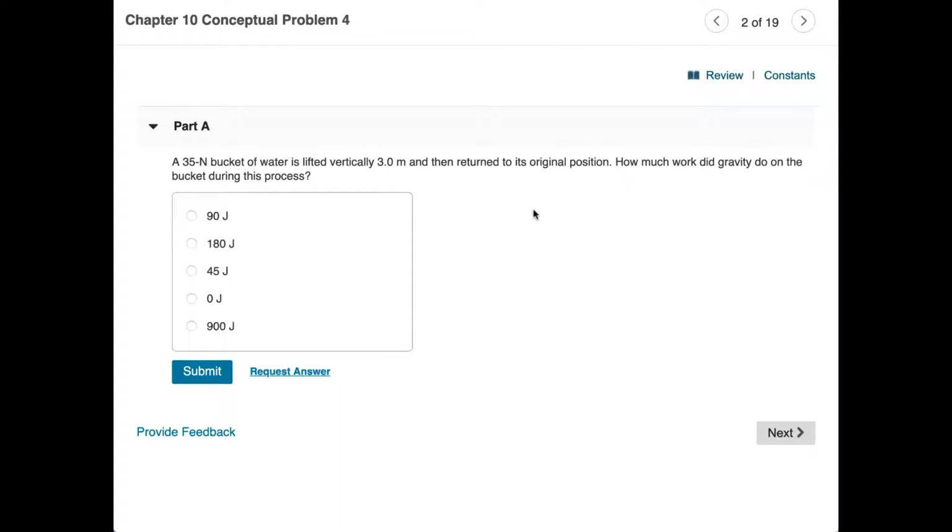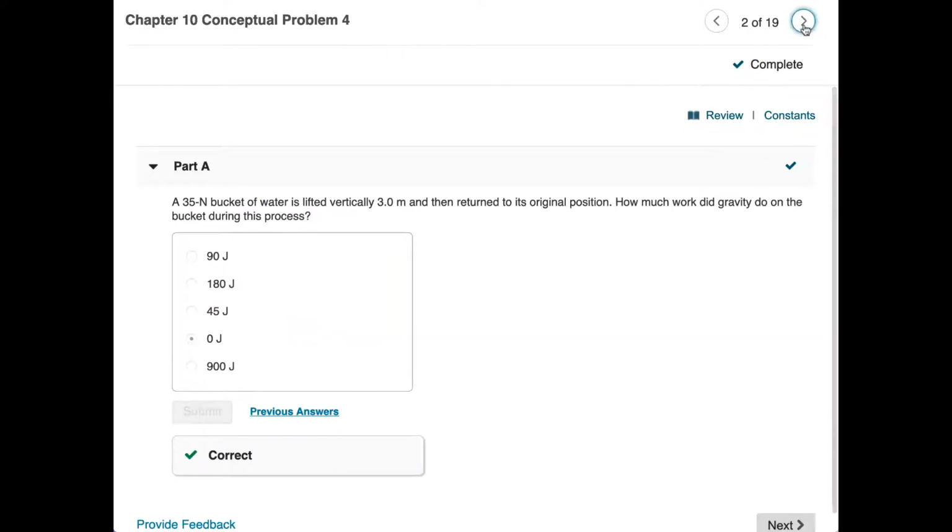When I lower the bucket down again, the work done by gravity is mgh. I can ignore everything that happens in between. The work done by gravity is going to be mg multiplied by the change in height of the object. And this object does not change height. It has the same gravitational potential energy when it starts as when it finishes. Therefore, the work done by gravity is equal to 0. Gravity does the same amount of negative work on the way up as it does positive work on the way down, and the net result is 0.